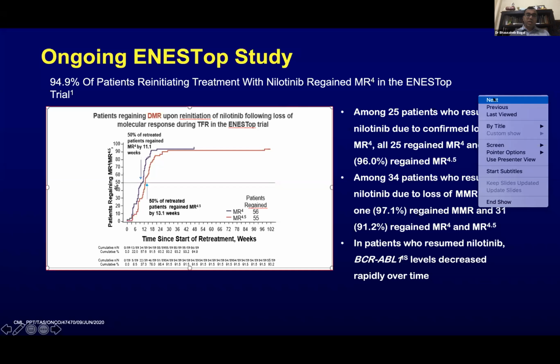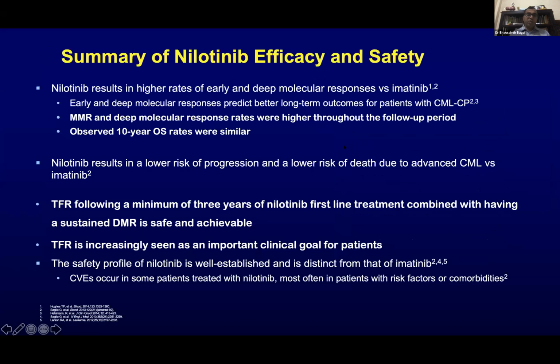And similar to the Instant Freedom study, the achievement of response, if they lose it prior to stopping the drug, is fairly rapid. So in summary, nilotinib leads to early and deeper responses in patients with CML if they are treated upfront. MMR, DMR rates are higher and they persist throughout the follow-up period, but the overall survival at 10 years, a fairly long time period, is similar to imatinib. It lowers the risk of progression to AP and BP and CML-related death. It is associated with some toxicity, and that you have to weigh on an individual patient basis. And TFR following this nilotinib, either upfront or switching after using imatinib, is feasible.